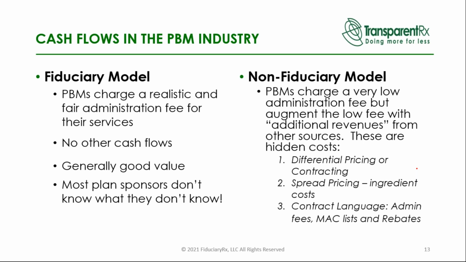A fiduciary PBM makes money one way. Can't just talk about it. It's got to be binding in the contract language. That's through a transparent administrative fee. There are 5 ways PBMs make money. We'll talk about them. Of those 5, only 1 is radically transparent and can be measured quite easily. That's the administrative fee. The other 4 ways are very difficult to ascertain, as I mentioned in the beginning.